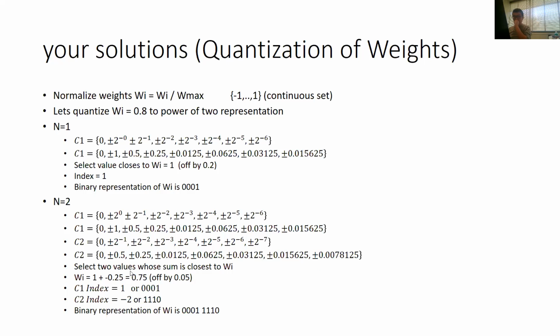So now what we're going to do is select the two values whose sum is closest to WI. So that's going to be 1 from the first codebook and negative 2 to the negative 2, or 0.25, from the second codebook to give us 0.75. So now we see with additional levels of quantization, we're closer to our original weight value. We're only off by 0.05. And this is what that index would look like in its binary representation.